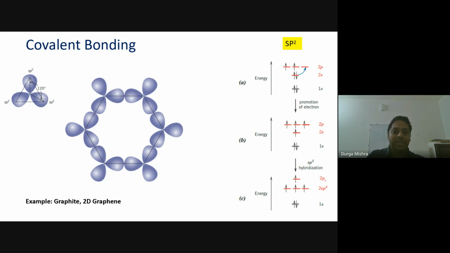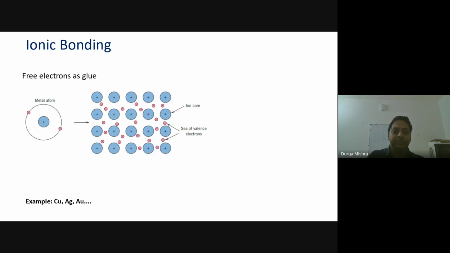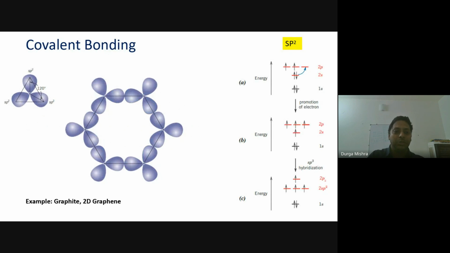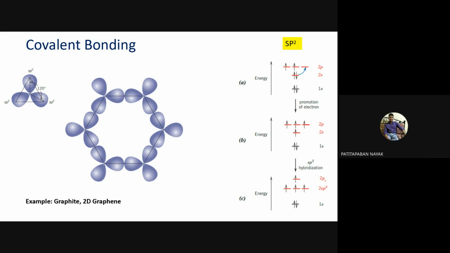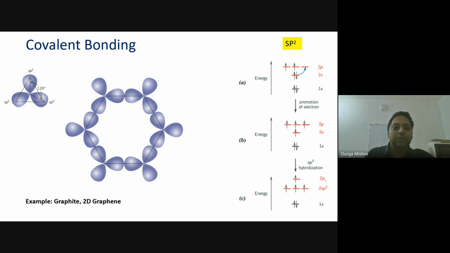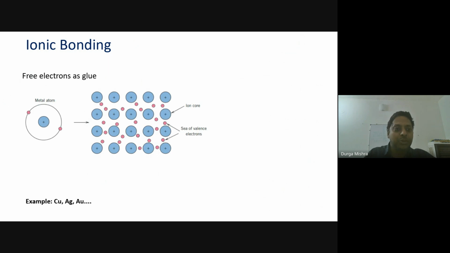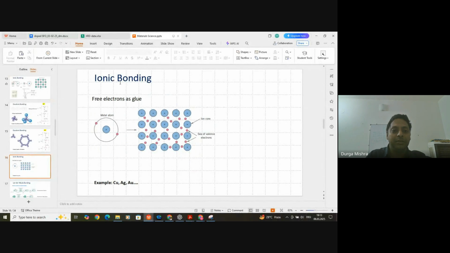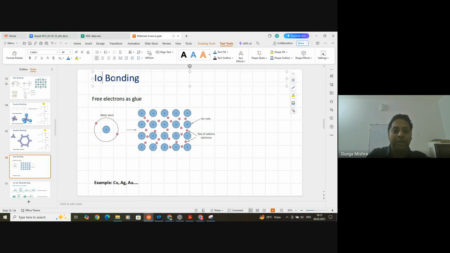Okay, so this bonding is clear. This ionic and covalent is clear, and graphite and diamond. Yes, sir. Okay, so here there is a mistake. This should not be ionic bonding, but a metallic bonding. I'll just correct it quickly so that you don't have any confusion.